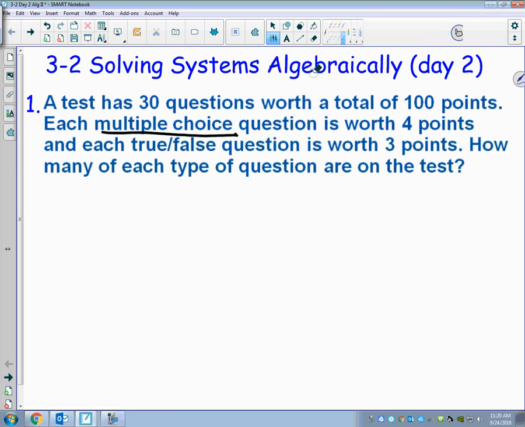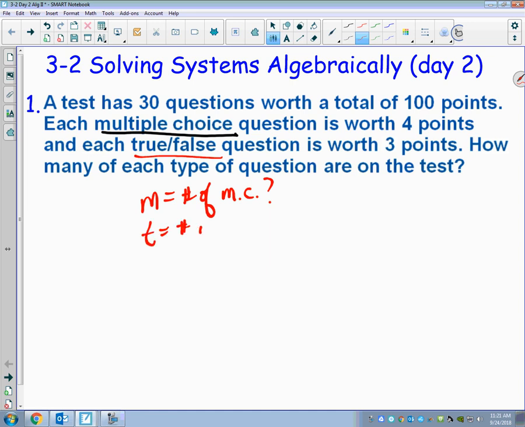So if I was doing this, we're going to define our variables first. So m equals the number of multiple choice questions. And our other one would be true-false questions, right? So I'm going to say t equals the number of true-false questions. So what do I know? There's a total of 30 questions. So could I say the number of multiple choice plus the number of true-false has to equal the number of questions, which is 30. We need another equation.